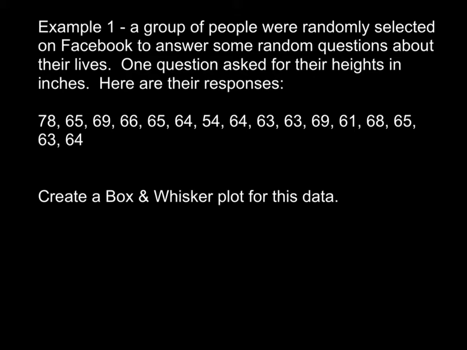We've got everything from 78 inches, lots of things in the 60s. I think the lowest one here is 54. And we're going to use this data to create a box and whisker plot. Remember our first step. Our first step is to sort the data into ascending order.